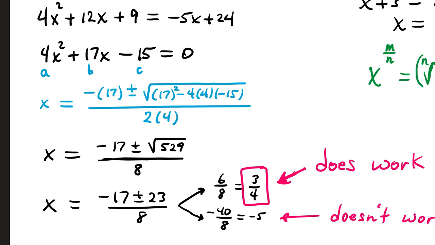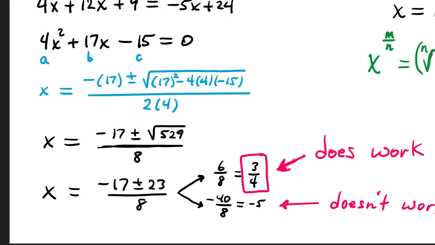In this problem, we catch a break. Square root of 529 is exactly 23. Using the plus sign, negative 17 plus 23 is 6. Over 8 reduces to 3/4. Using the minus sign, negative 17 minus 23, that's negative 40, divided by 8 is negative 5.